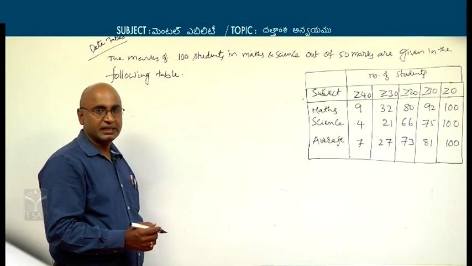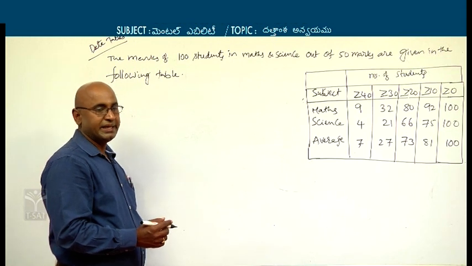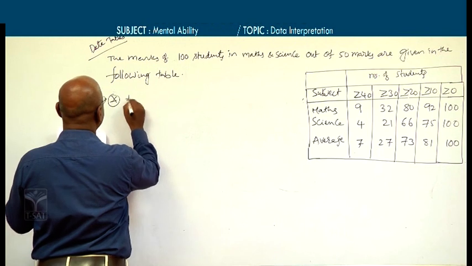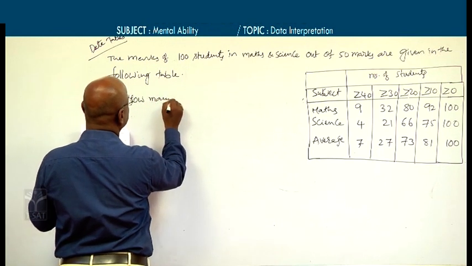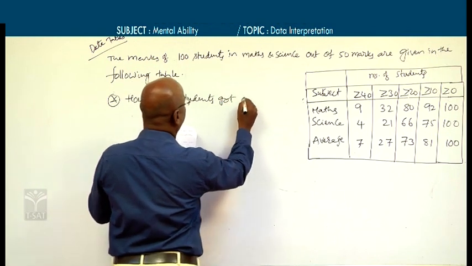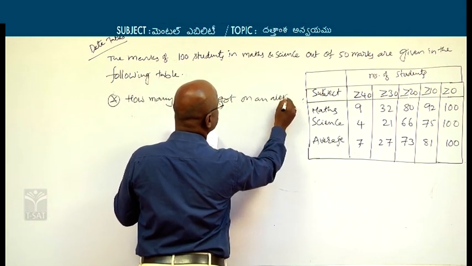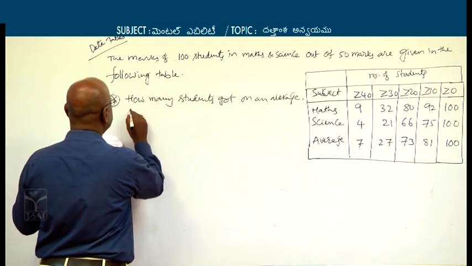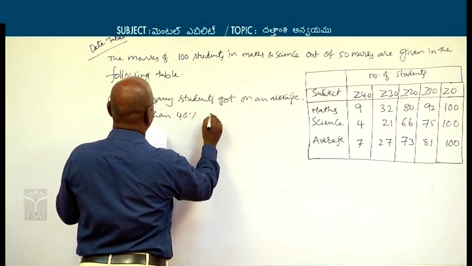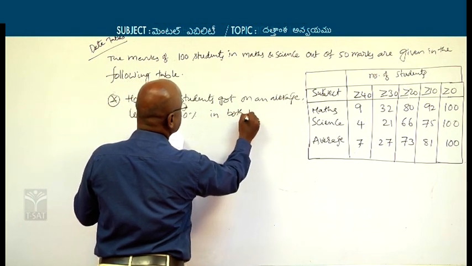The second question in this data table is, how many students got on an average less than 40% in both the subjects.